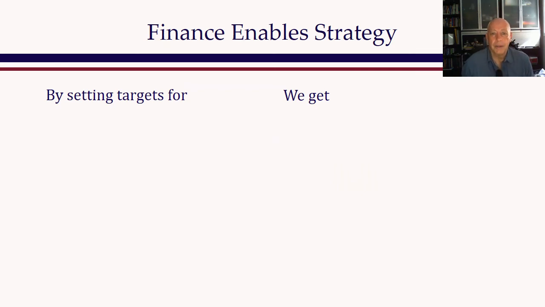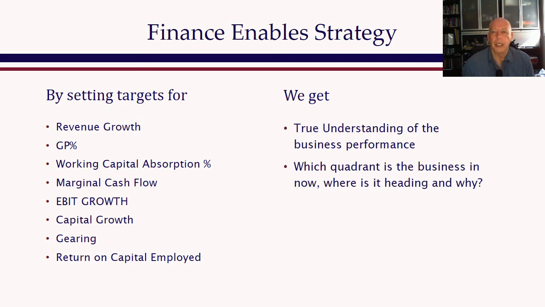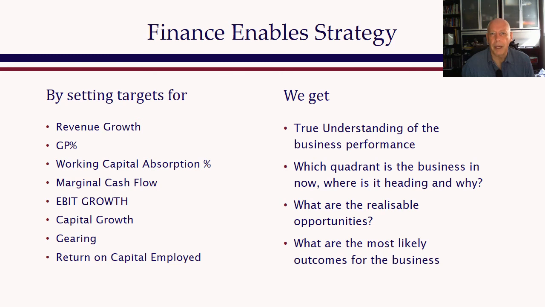So, to summarize, finance enables strategy. And by setting targets for revenue growth, GP percentage, working capital, and a number of other metrics, we actually get a true understanding of the business performance. We know which quadrant the business is in, why, where we're going, what has to happen, and it gives us an idea of what the realizable business opportunities are. And even more than that, it gives us a better idea of the outcome of what's going to happen in the business.